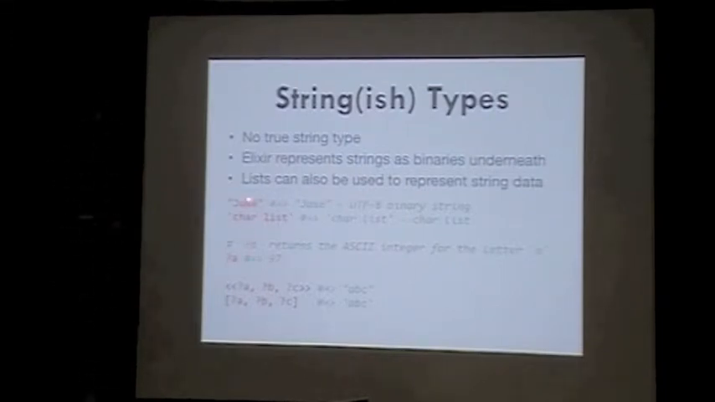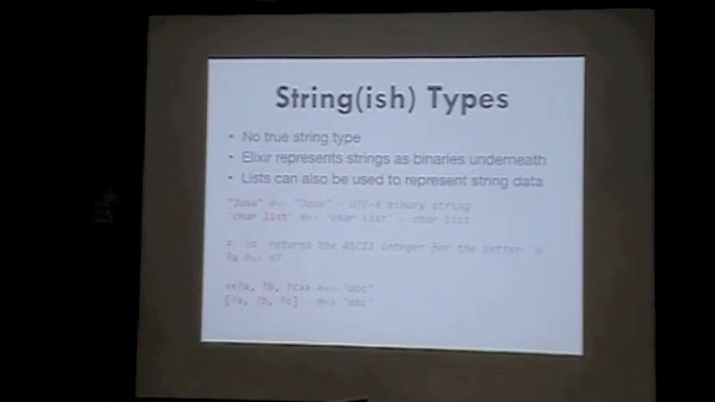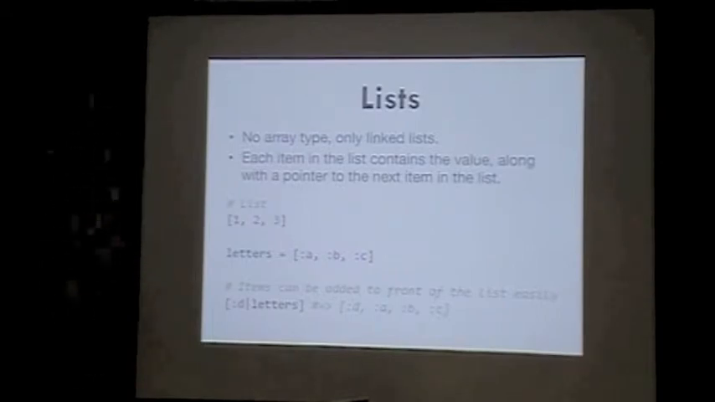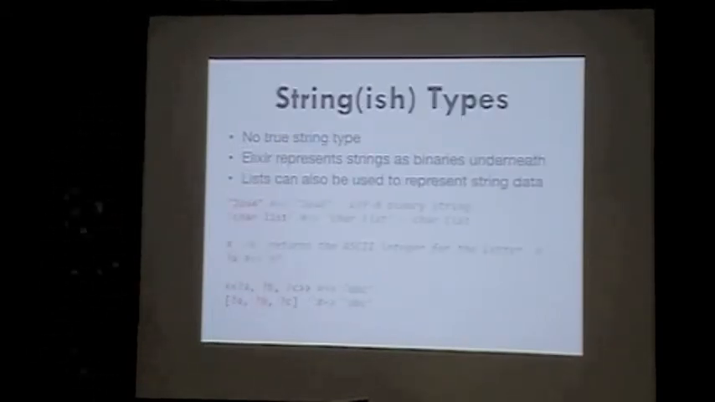Strings are actually represented as binaries underneath, but Elixir hides this from you, so you can just put anything you want between double quotes as long as it's a UTF-8 character. That's a binary underneath, but you can treat it as a string just like you would in any other language. If you put a string in single quotes, it's actually represented as a character list, which is a list of character codes. So in the case of ABC, that would be 97, 98, 99.